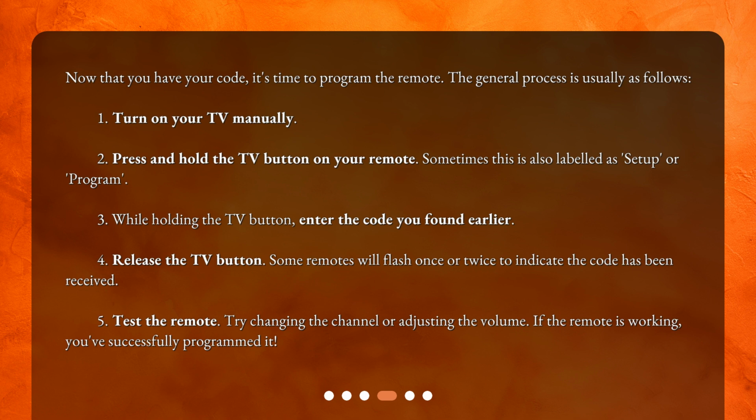3. While holding the TV button, enter the code you found earlier. 4. Release the TV button. Some remotes will flash once or twice to indicate the code has been received. 5. Test the remote. Try changing the channel or adjusting the volume. If the remote is working, you've successfully programmed it.